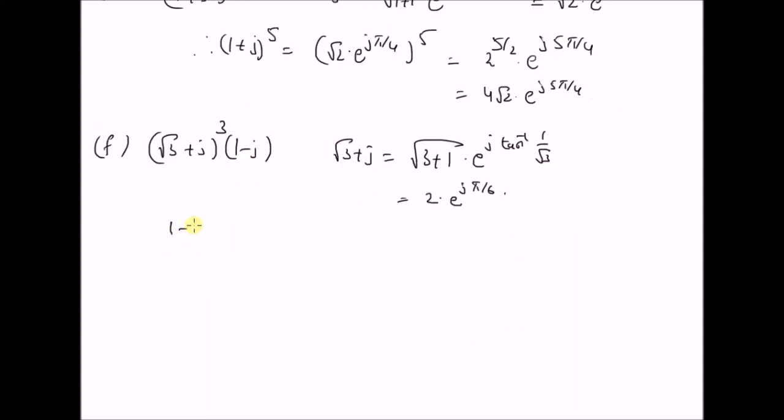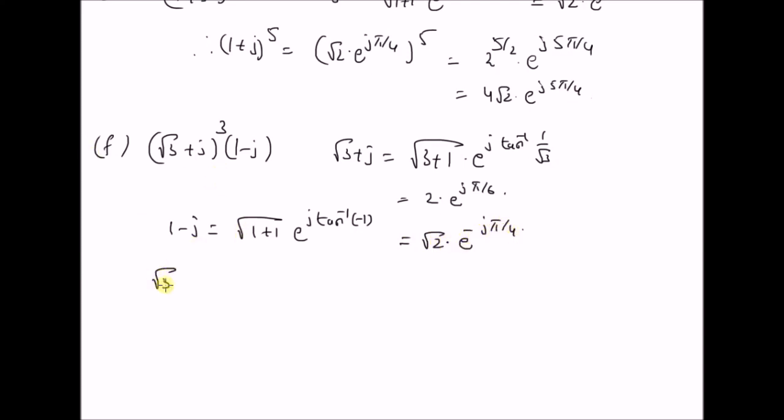And for 1 minus j, we have square root of (1 plus 1) into e power j into tan inverse of minus 1. Here, the y value is negative and the x value is positive. So, the angle should be in the fourth quadrant. That is, the angle should be minus pi by 4. So, this is equal to square root of 2 e power minus j pi by 4.